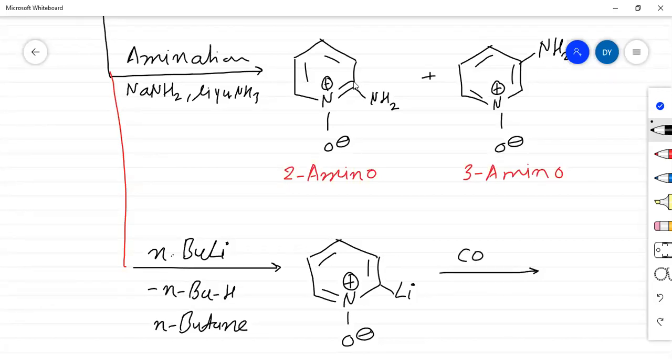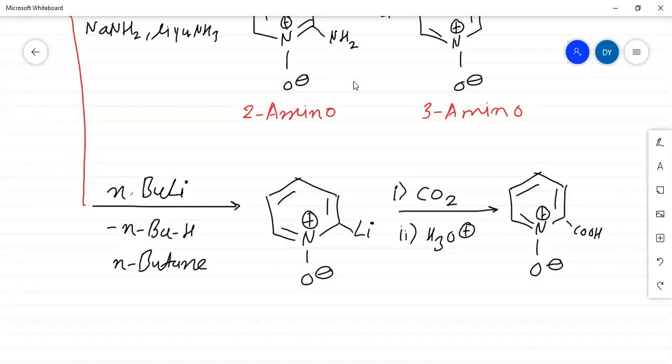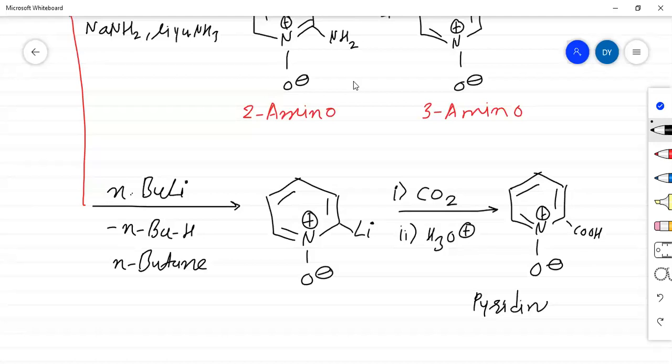Then there is an addition of carbon dioxide followed by hydrolysis. So when the lithium compound is there and is treated with carbon dioxide followed by hydrolysis, that lithium group is completely converted into a COOH group. Now what is the name of this compound? The name of this compound is pyridine-N-oxide 2-carboxylic acid.